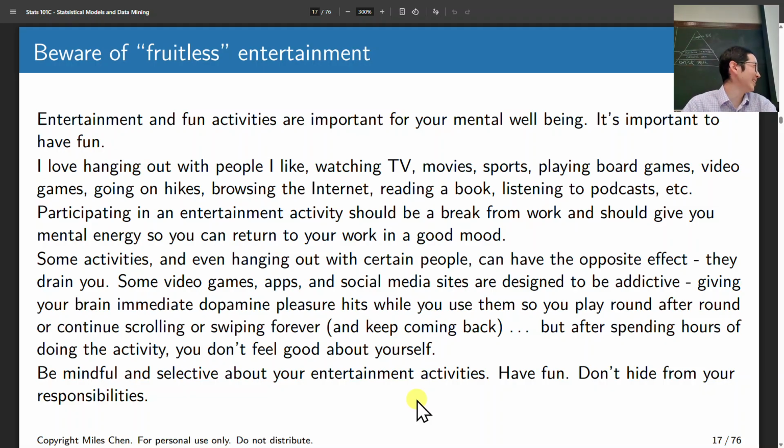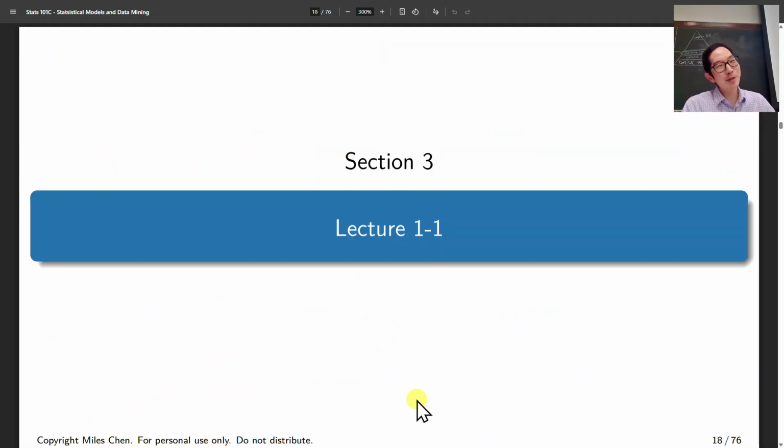But sometimes now I stay up until 2 a.m. doing something completely worthless, and then the next morning I feel terrible, and it doesn't refresh my life. So anyway, just be mindful of these things, okay?